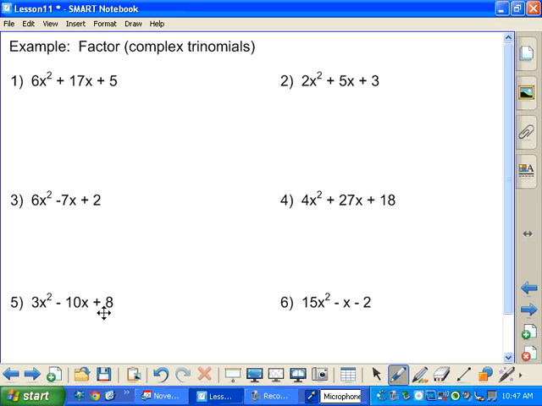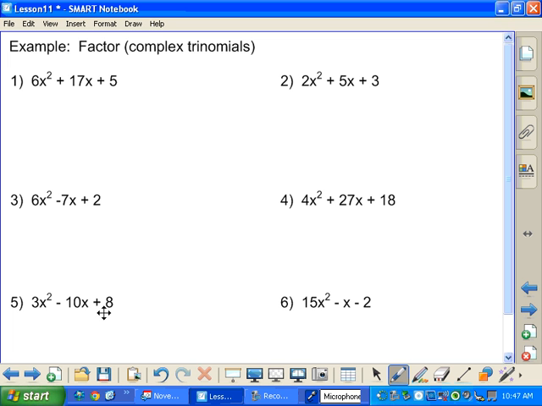So we've checked for common factors. There are no common factors there. Is it a difference of squares? No. Is it a perfect square? No. Is it a simple trinomial? No. So when those four questions have been answered, you know you're down to your last resort, and that's a complex trinomial. So this is how you handle it.